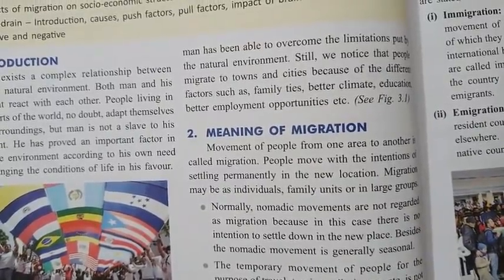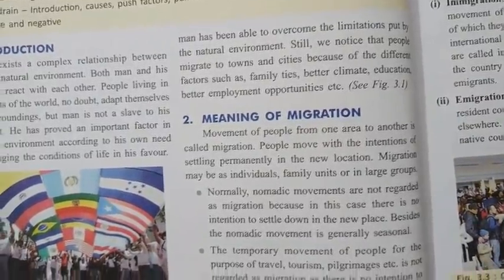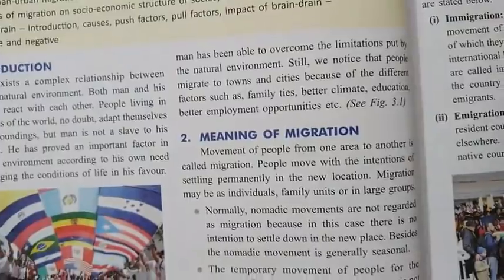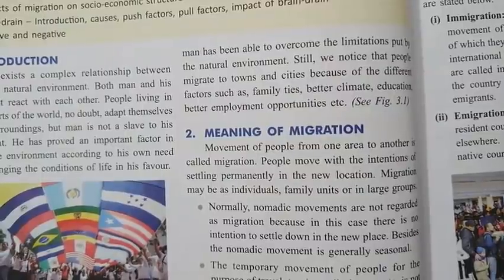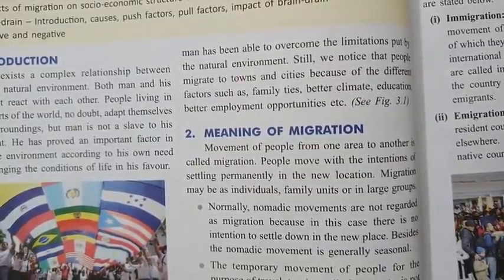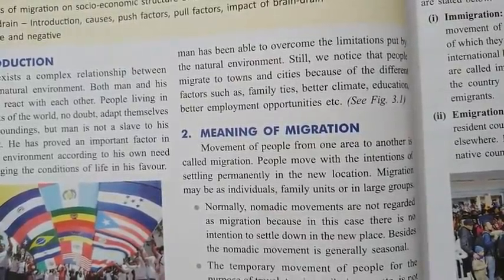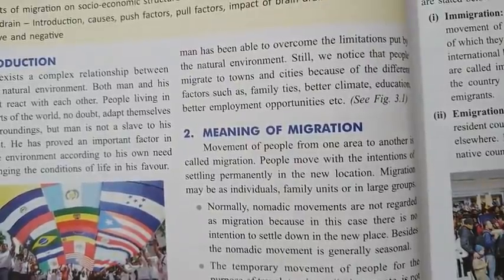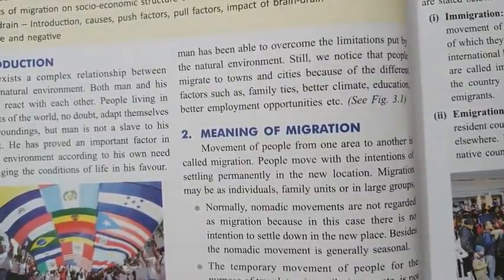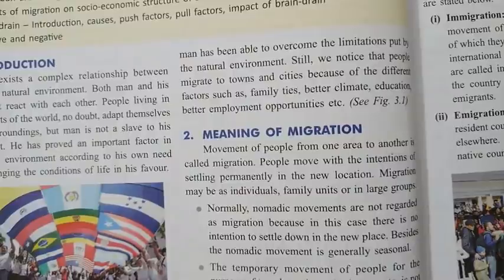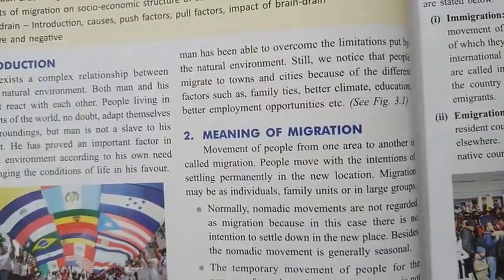Now next, let's see some examples of migration. When we talk about migration, if you look around in your neighborhood, your relatives, your friend circle or family friends, you will find that sometimes a young person, after completing his education, gets a good job in some other city. So he shifts to that city. This is one kind of migration, because he got the job there.